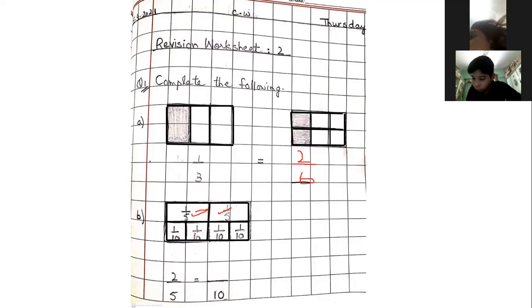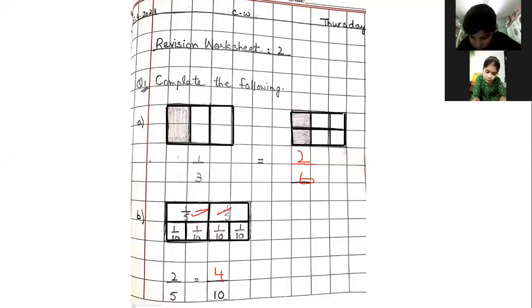1, 2, 3, 4. So 2 upon 5 is equal to 4 upon 10, because here the proportion of 2 upon 5 is the same as 4 upon 10. You can see from this figure that 2 upon 5 is equal to 4 upon 10. Have you done?